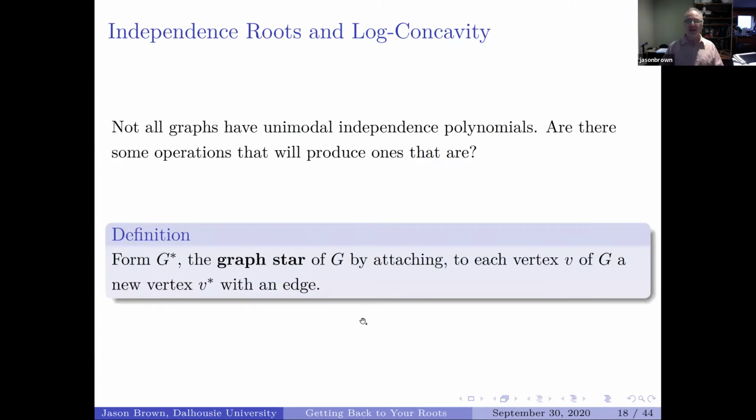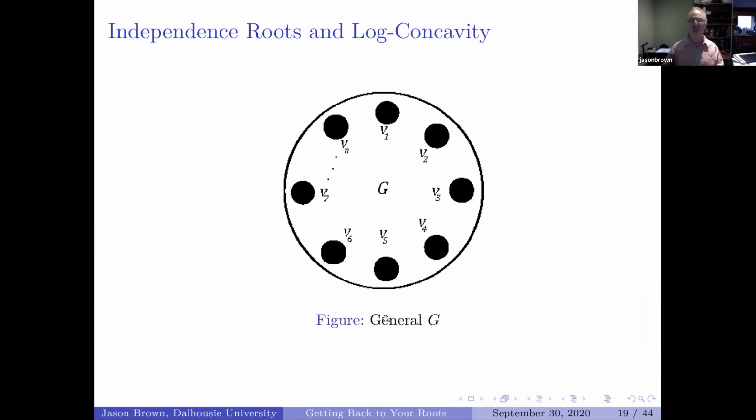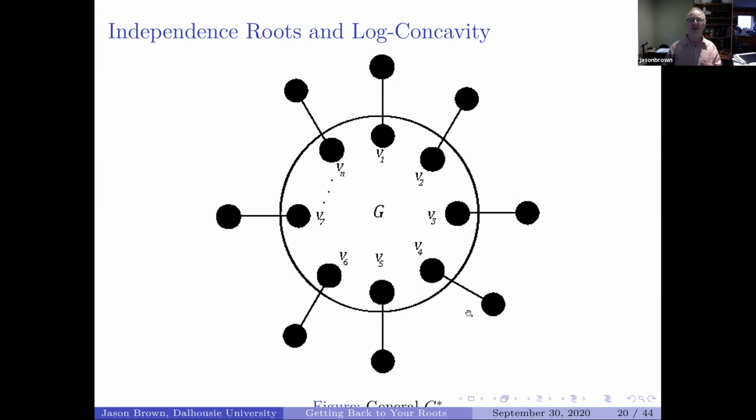So myself and another ex-PhD student, Ben Cameron, looked at the following operation. If you have a graph G, we're going to form what's called the graph star of G by attaching to each vertex v of G a new vertex v star with an edge. So essentially, we're going to attach a new leaf to each vertex in a graph G, no matter what G looks like. So here's a little picture of G. I haven't drawn in the edges, but I've marked the vertices. If this is my general graph G where there might be edges among some of the vertices, the graph star would look like this. We would attach to each vertex a new vertex as a leaf.